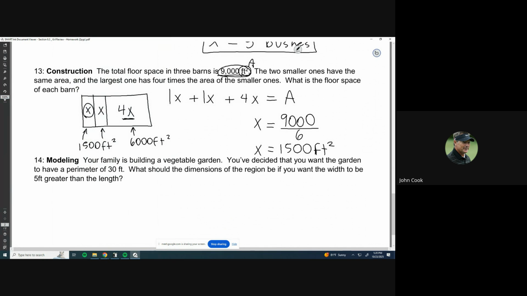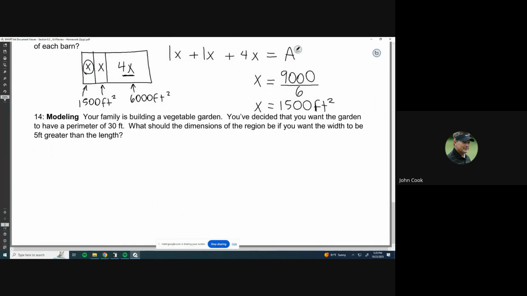So there's number 13. Last one for the review, number 14, is about modeling. Your family is building a vegetable garden. You've decided that you want the garden to have a perimeter of 30 feet. What should the dimensions of the region be if you wanted the width to be 15 feet greater than length?